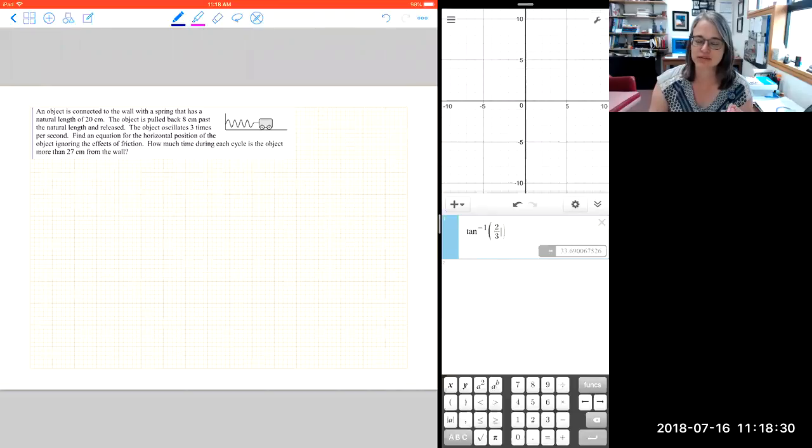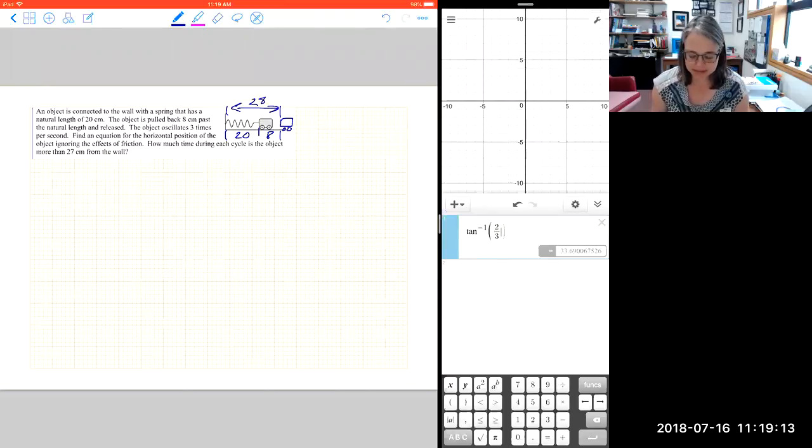So let's talk about, first of all, finding the equation for the horizontal position. Let's think about this image, this guy right here. At rest, before we do anything, this distance is 20. Okay? Now, somebody takes this cart and stretches it out so that it is a total of 28 centimeters. So the difference here is 8.